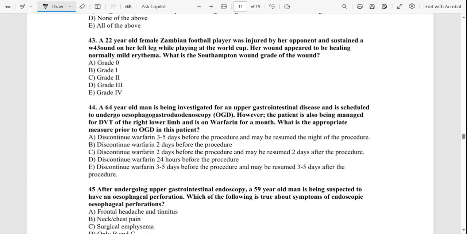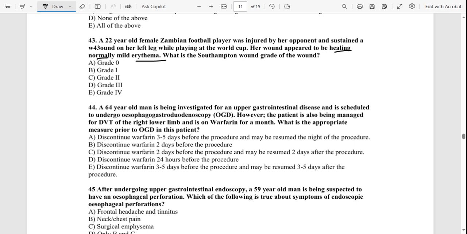Question 43 is saying a 22-year-old female Zambian football player was injured by her opponent and sustained a wound on her left leg while playing at the World Cup. Her wound appeared to be healing normally, with mild erythema. What is the Southampton wound grade of the wound? So here the wound is being described as healing normally and then mild erythema.